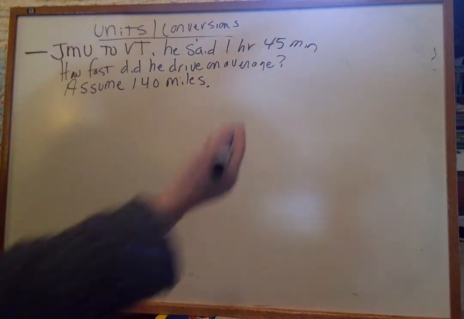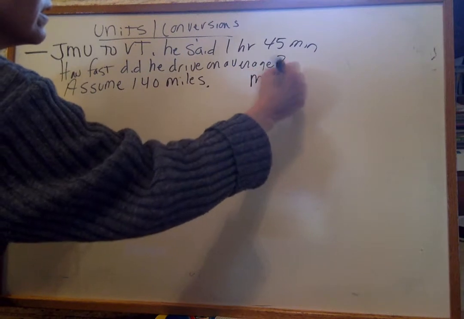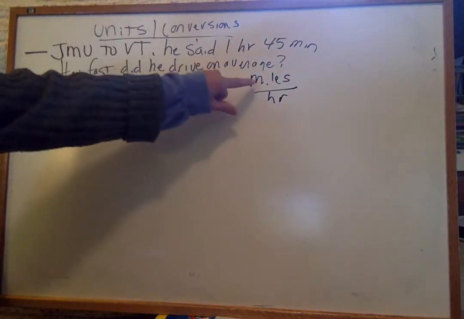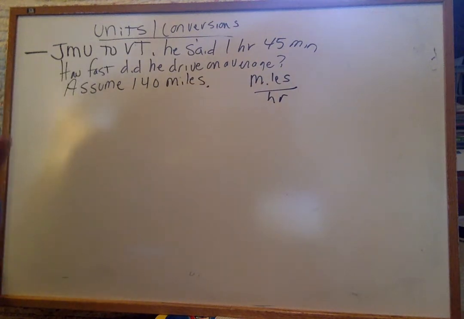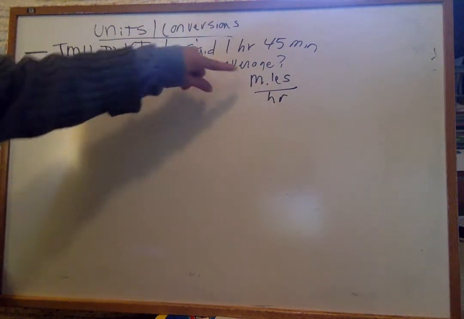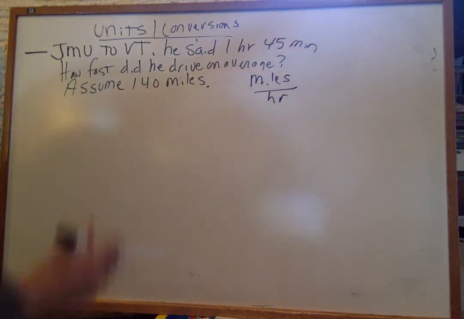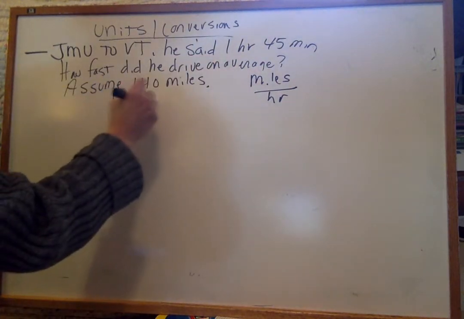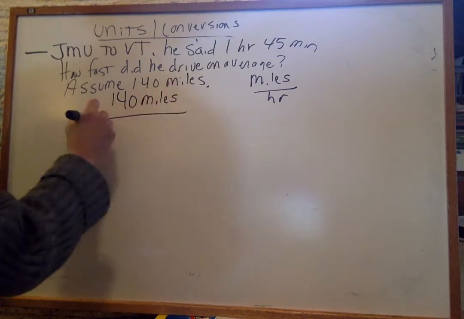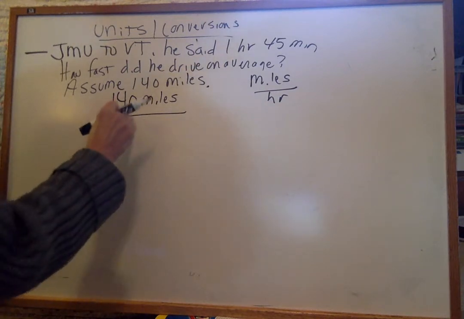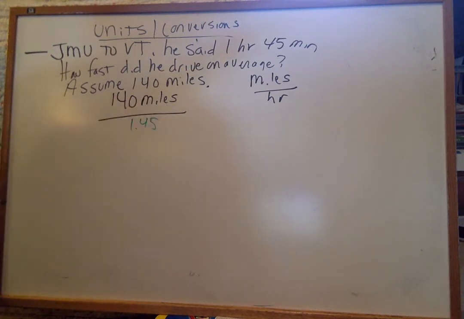Okay, speed of a car is miles per hour, right? So remember, these units are actually setting up the fraction for you. It reminds you better have miles on top, hours in the bottom. So he went 140 miles. Now, please make sure you know, don't write this, you are not putting 1.45 there, right?